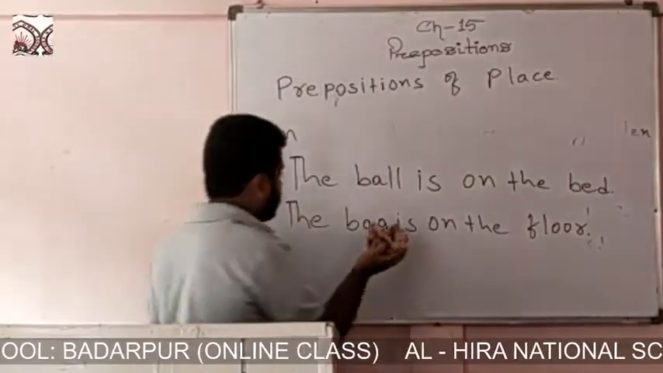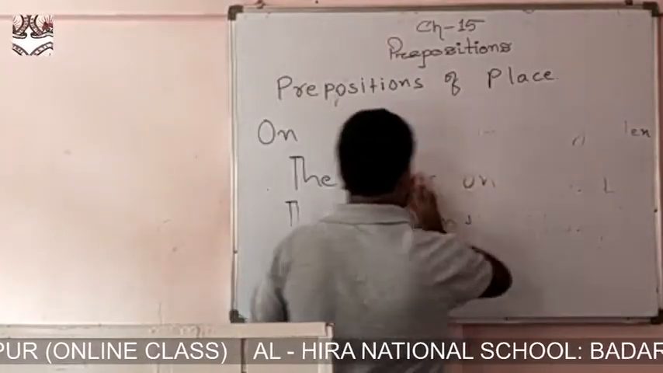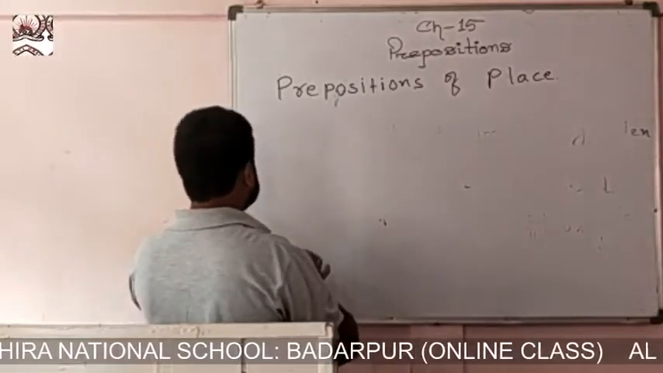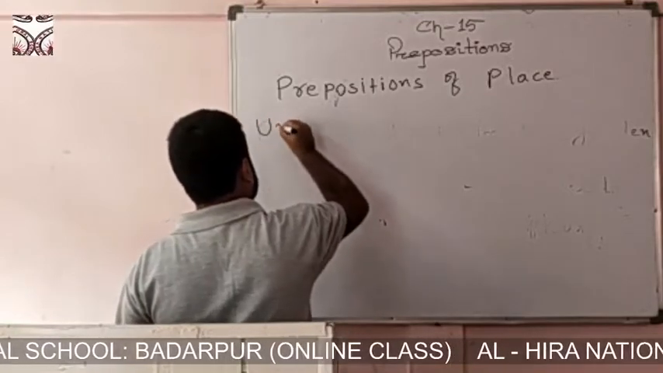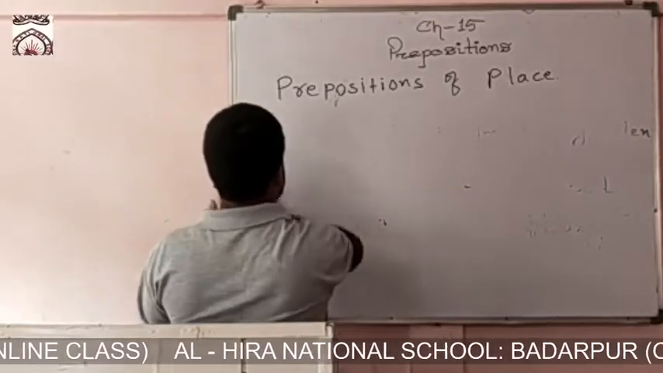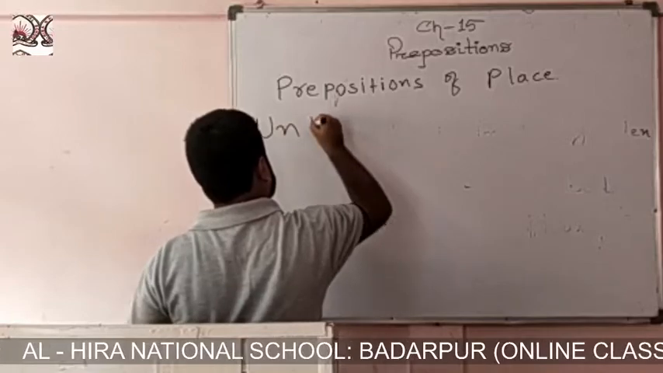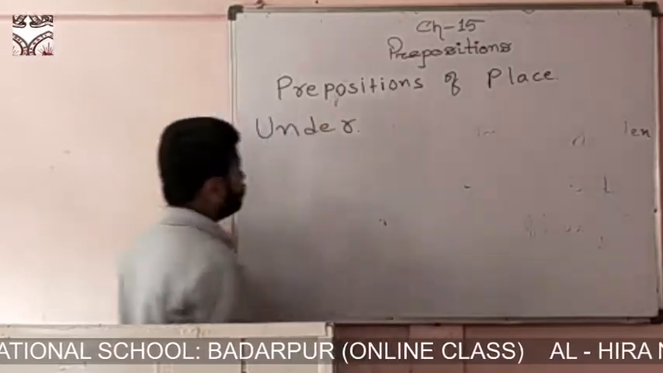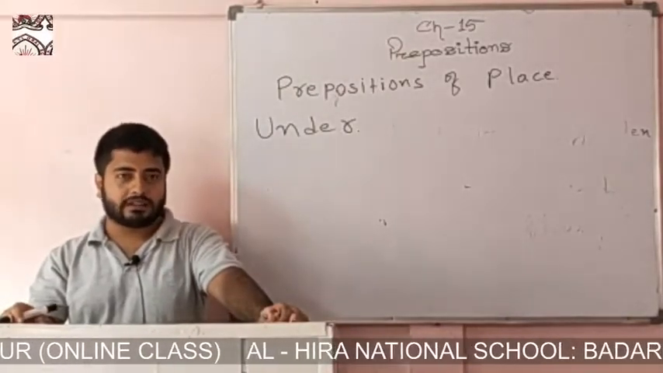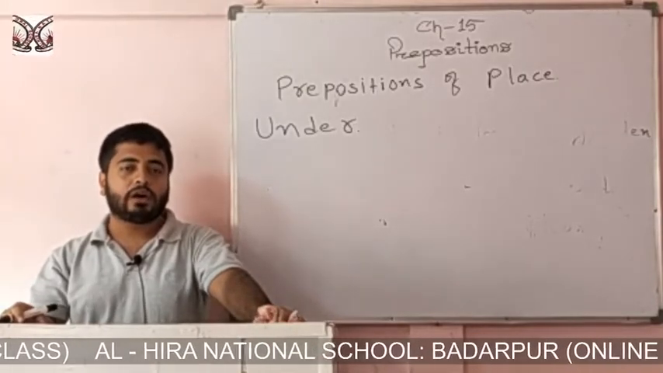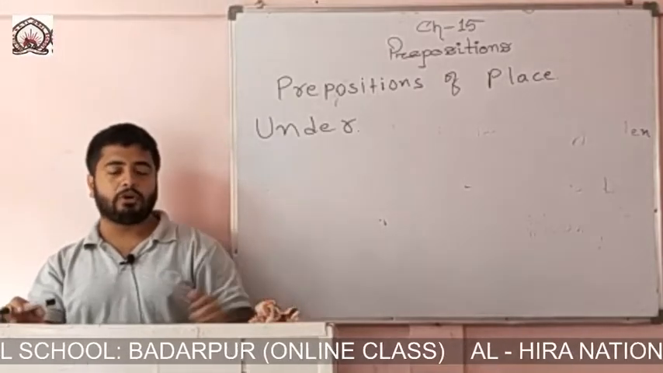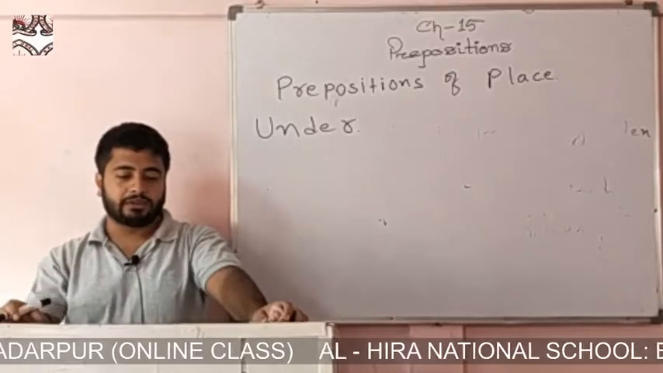Now moving to the next preposition. The next preposition of place is under. Under, under. So where to use under? Under means below or at a lower level than something. So in that case, we will use under if a thing is below or at a lower level than something.